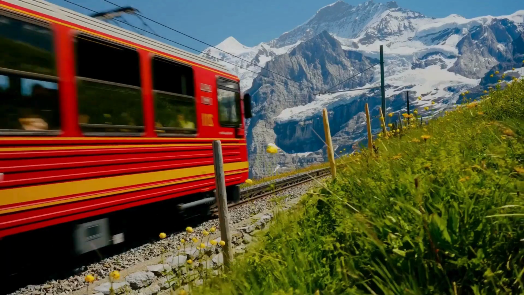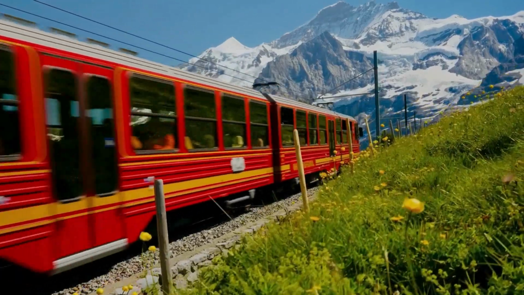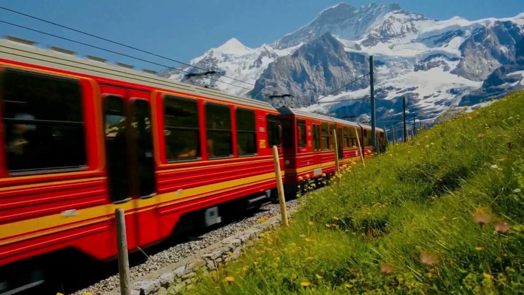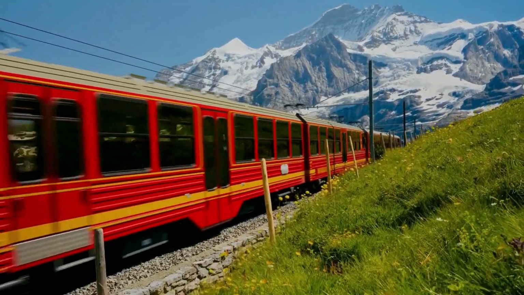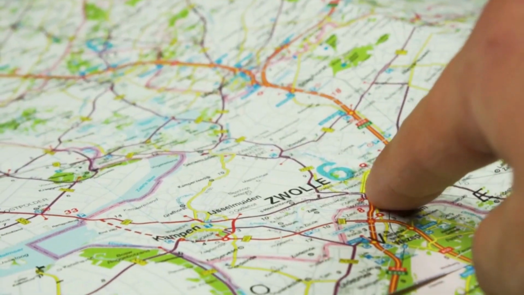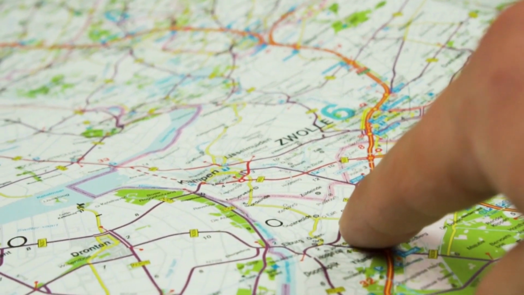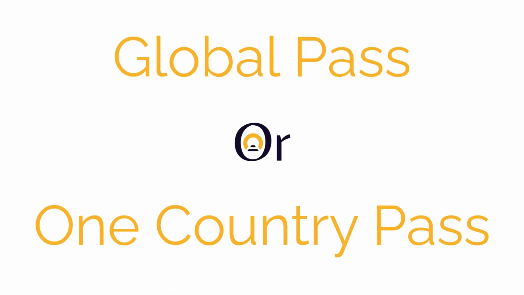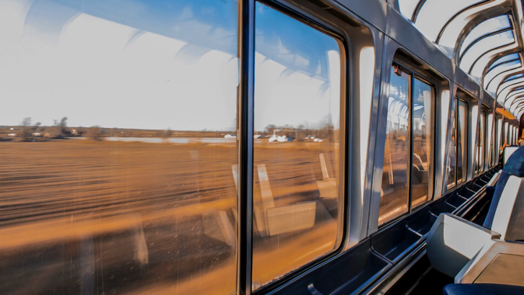This is a pass you can buy to make traveling by train through Europe easier. And if you use it wisely, cheaper. It is called Interrail for people who live in Europe and Eurail for people who live outside of Europe. You can choose between the global pass and the one country pass. The global pass is valid in up to 33 countries and the one country pass is, as the name says, valid in one country.